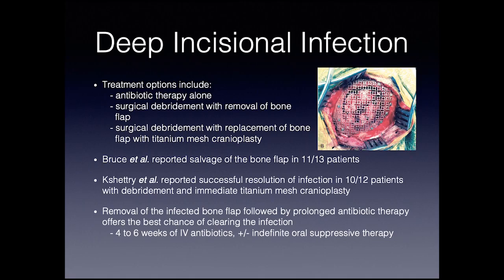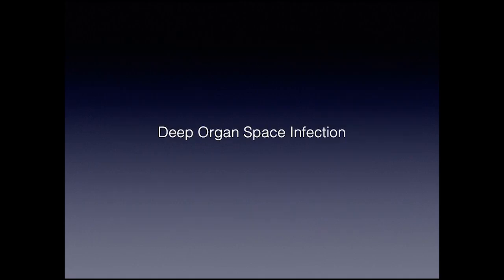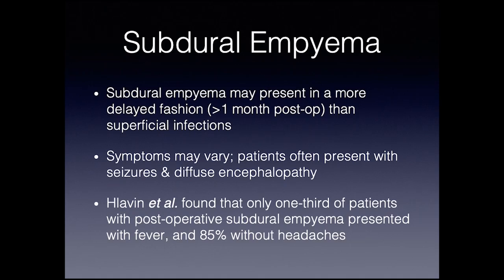The last category is deep organ space infections, which occur in the epidural space and deep to it, and is comprised of subdural empyema, intraparenchymal brain abscesses, and meningitis ventriculitis. Subdural empyema can present in a delayed fashion compared to superficial incisional infections, and post-craniotomy subdural empyemas often have a more indolent clinical presentation than spontaneous empyemas.